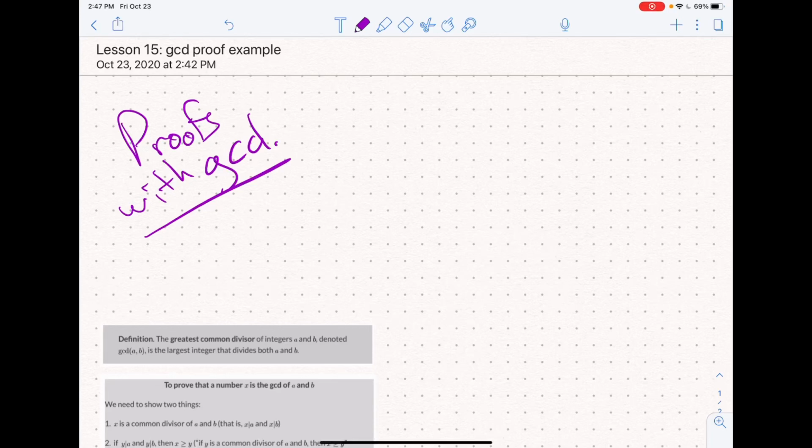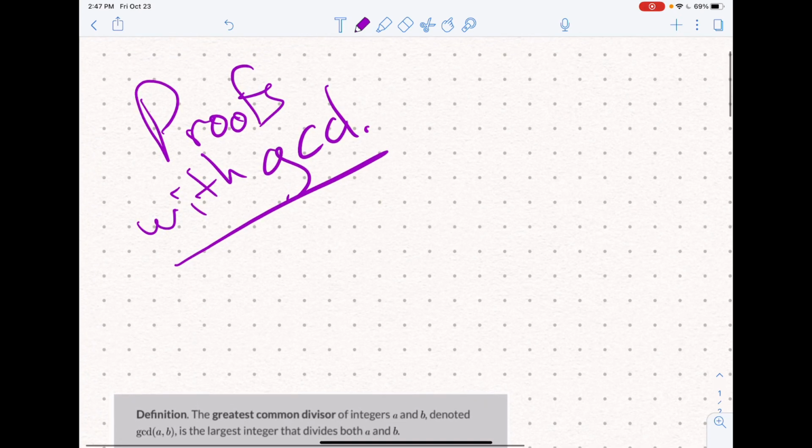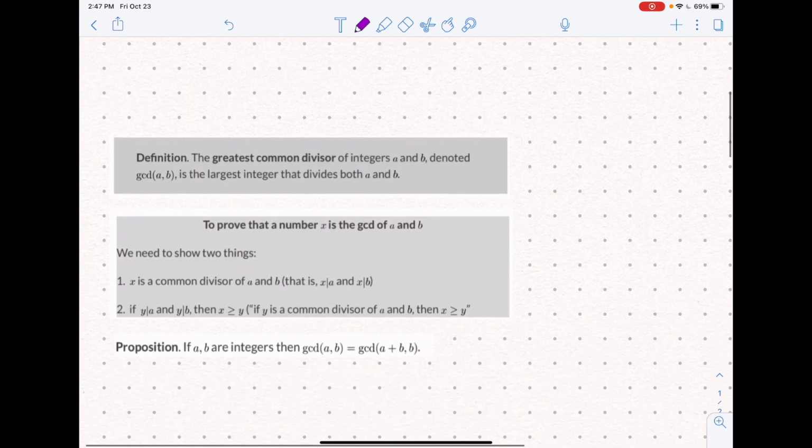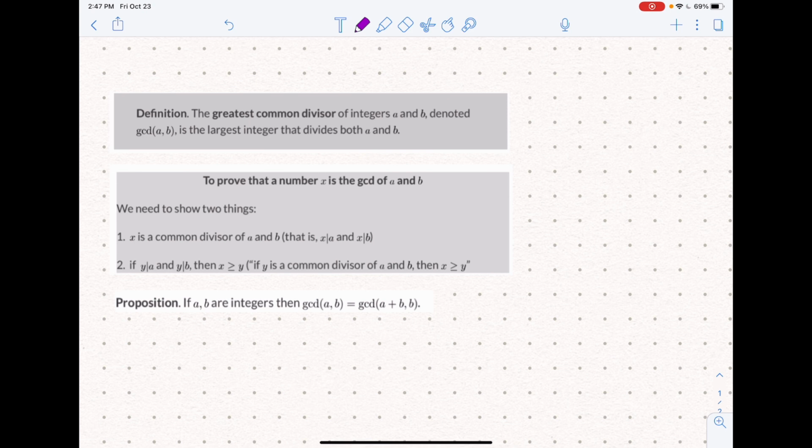Hi, everybody. I'm coming back with just one video for you, one example, basically, to show you the common strategies for doing proofs involving the greatest common divisor. Just as a brief reminder, if you have two integers a and b, then the GCD of those two integers, the greatest common divisor of a and b, is the largest integer that you can find that divides a and also divides b.